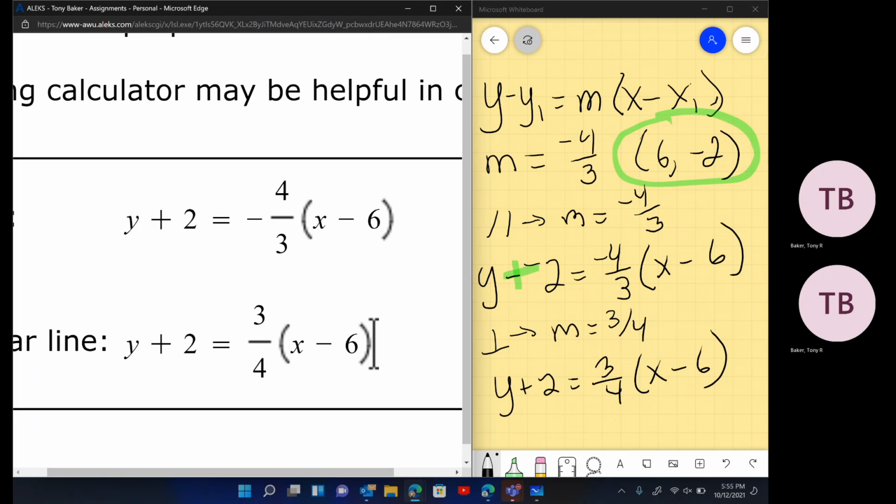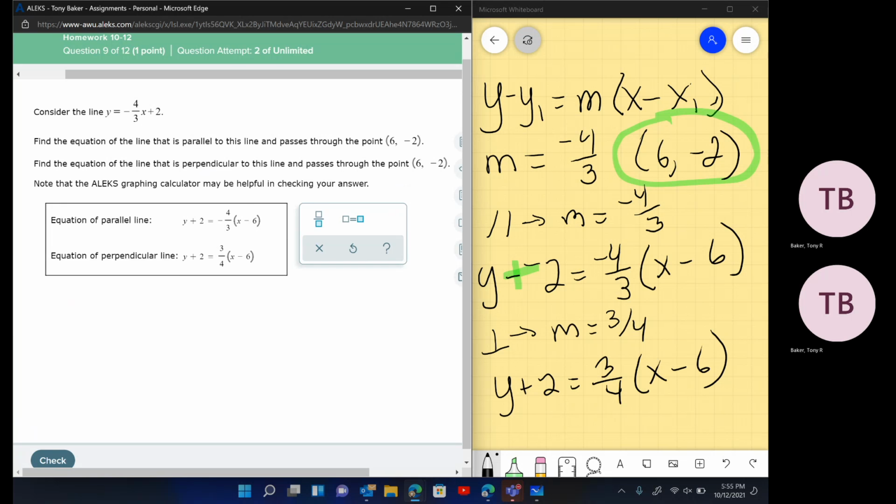Yes, perpendicular is always the opposite sign. So if it was negative to begin with, the perpendicular will be positive. If it was positive to begin with, the perpendicular will be negative. No problem.